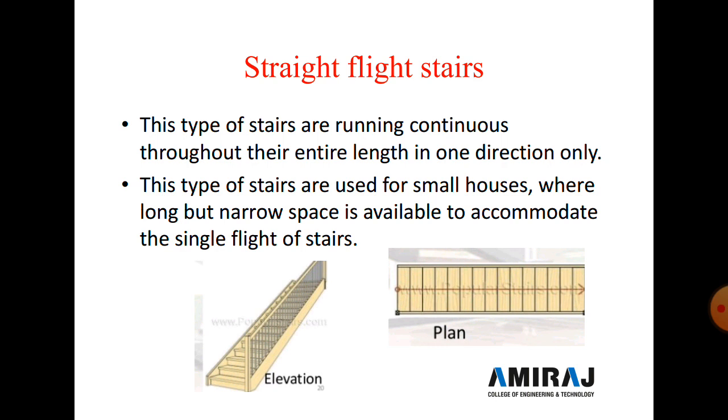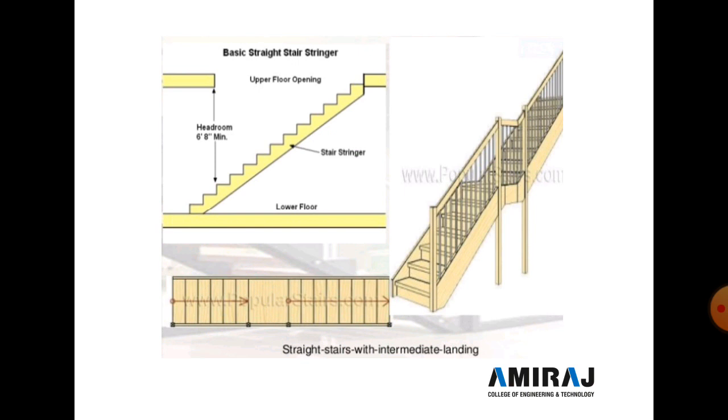So here the straight flight stair is divided into two parts. First is the continuous flight stair, and second is where a landing is provided in between the continuous stair. So see this figure. In this figure, a continuous straight stair is provided with a landing. Here, after a few steps, a straight landing is provided.